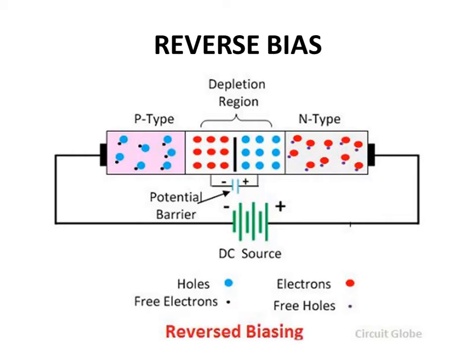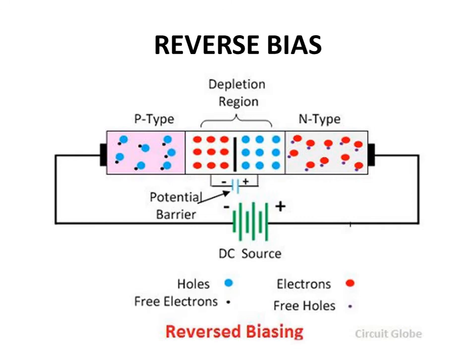And the second type of bias is reverse bias. In this case, the P region is connected to the negative of the battery and the N region is connected to the positive of the battery. So here, if you examine the P region, the holes are connected to the negative of the battery, so they will be getting attracted towards the negative plate. That means they will try to move towards the battery, which means they will try to move further away from the depletion region.